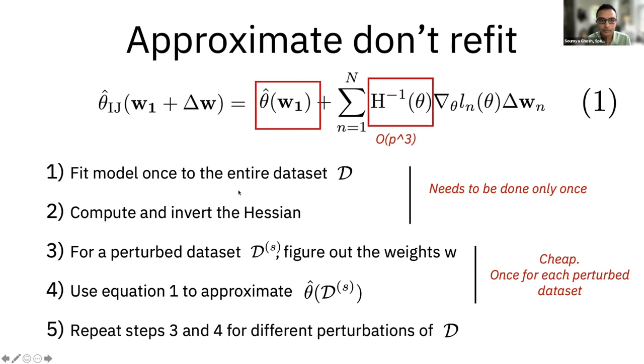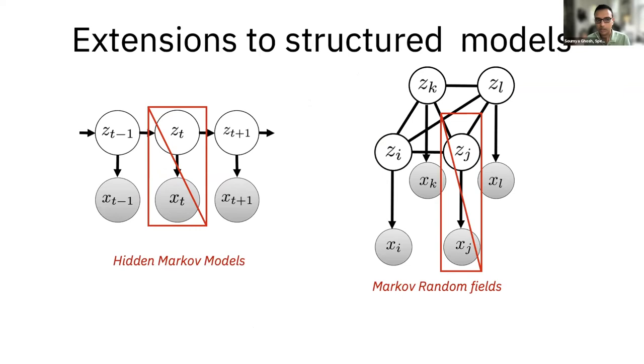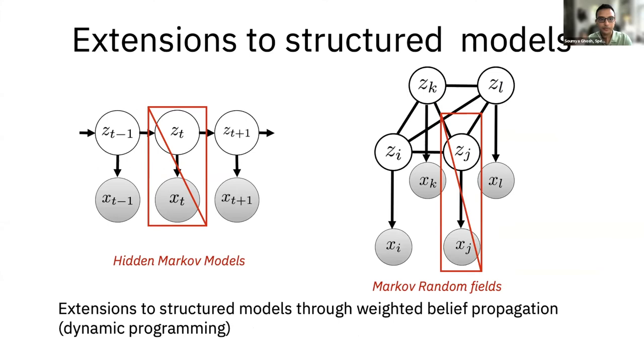There are also extensions to this work, which I won't have the time to get into, unfortunately, in this tutorial, which allow you to extend this to structured data and structured models. So instead of dropping out data points, which are IID, independent of all other data points, you can actually drop out time steps from within a time series, or spatial sites from within a spatial extent. Okay, so without further ado, and in the interest of time, I'll just move on to the demo.